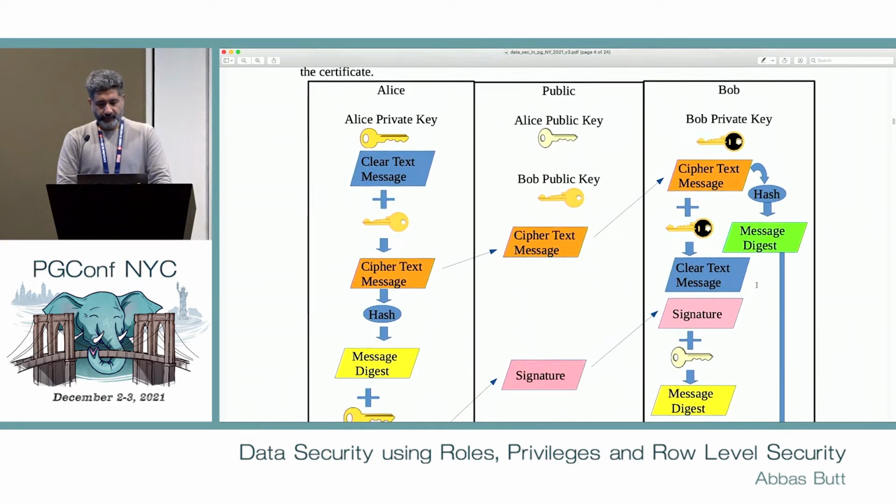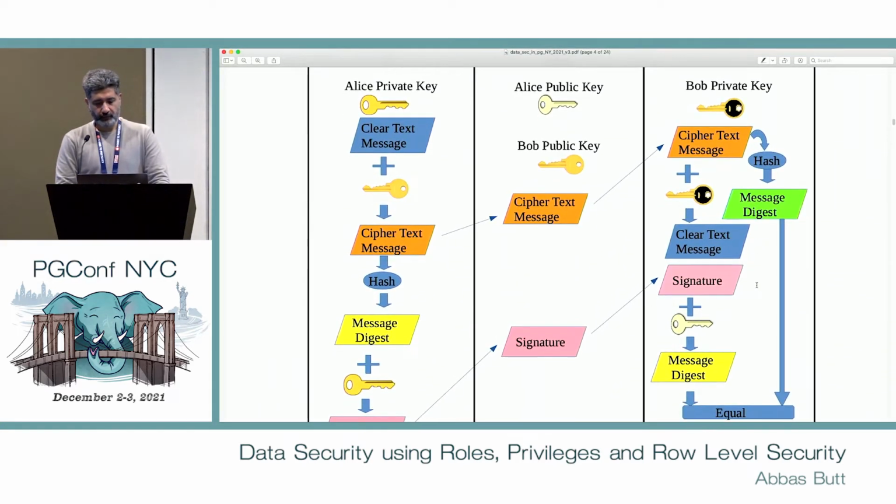So this is the diagram of how you use public key encryption. It has basically two parts. The first part is basically encrypting the message, and the second part is making sure that the sender is who it is claiming to be. That is, the second part is for sender verification, and the first part is for making sure that only Bob can read the encrypted message.